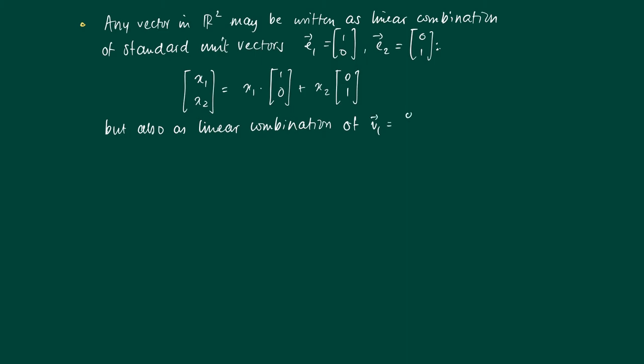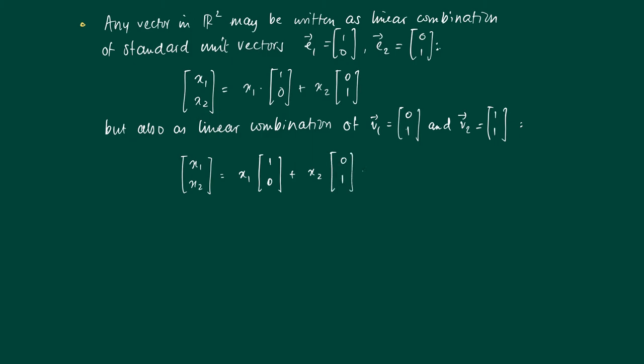But we can also express any vector as a linear combination of v1 is 0, 1, and v2 is 1, 1. Well, how do we see this? Any vector x1, x2 is x1 times 1, 0 plus x2 times 0, 1, which equals x2 minus x1 times 0, 1, plus x1 times 1, 1.